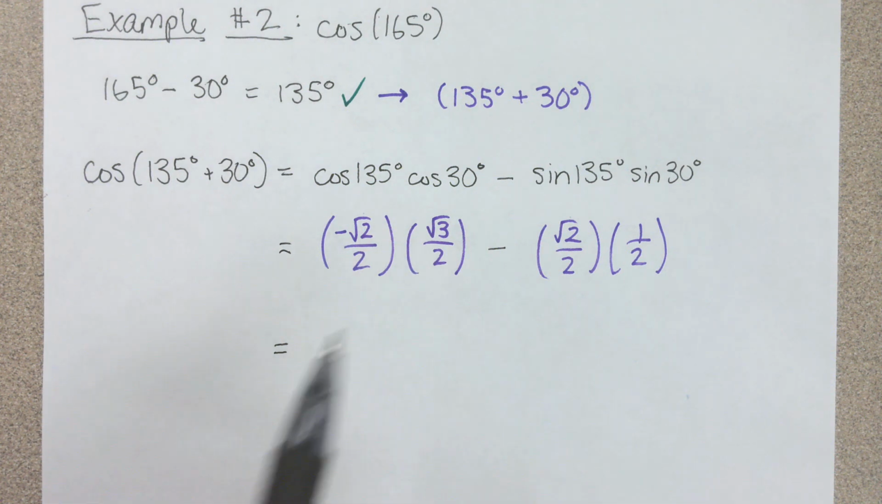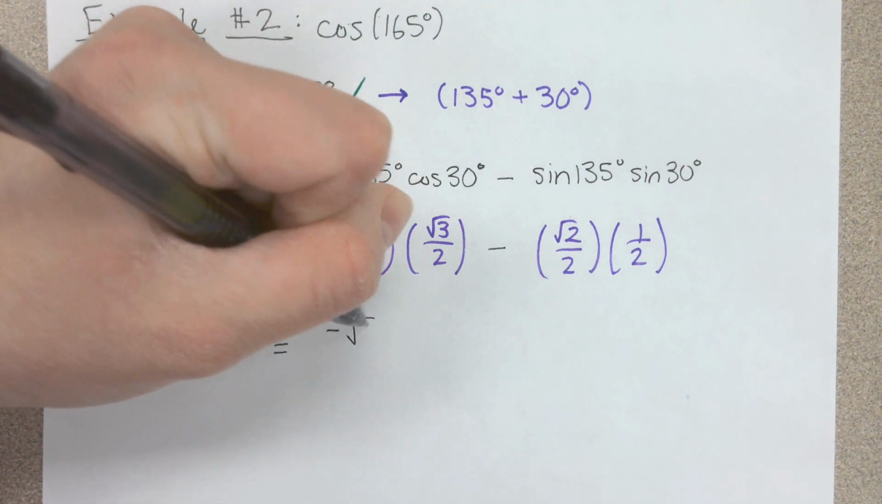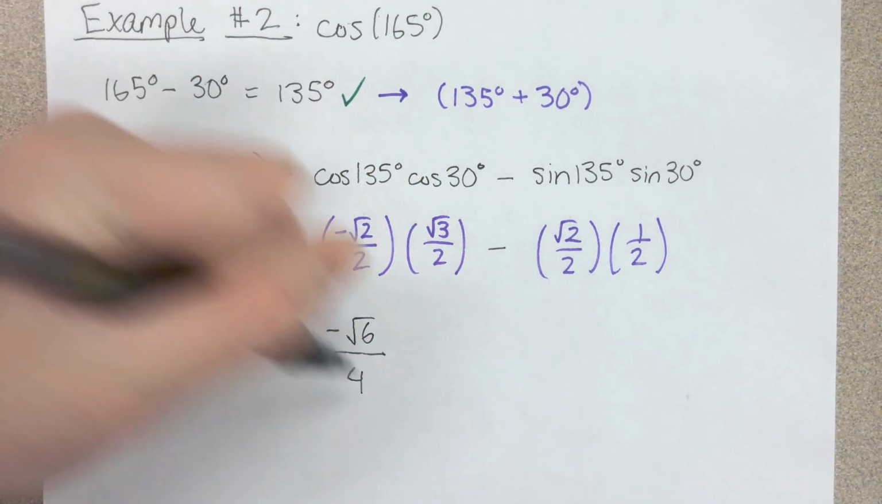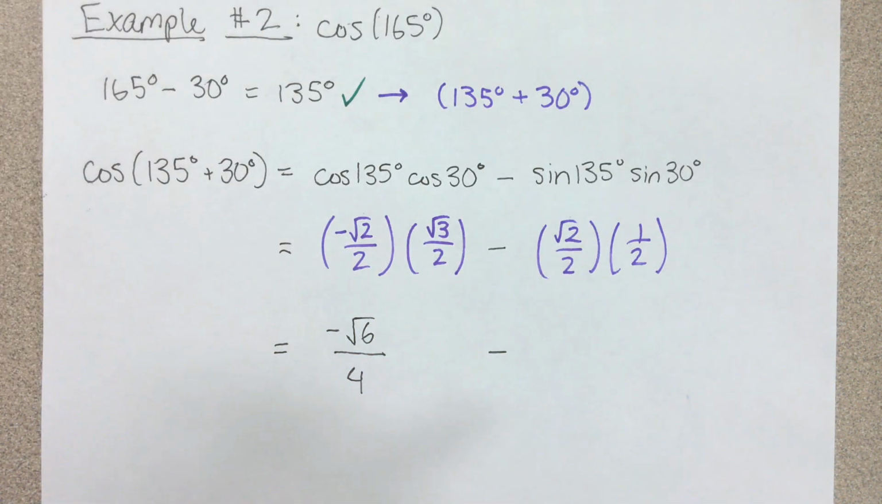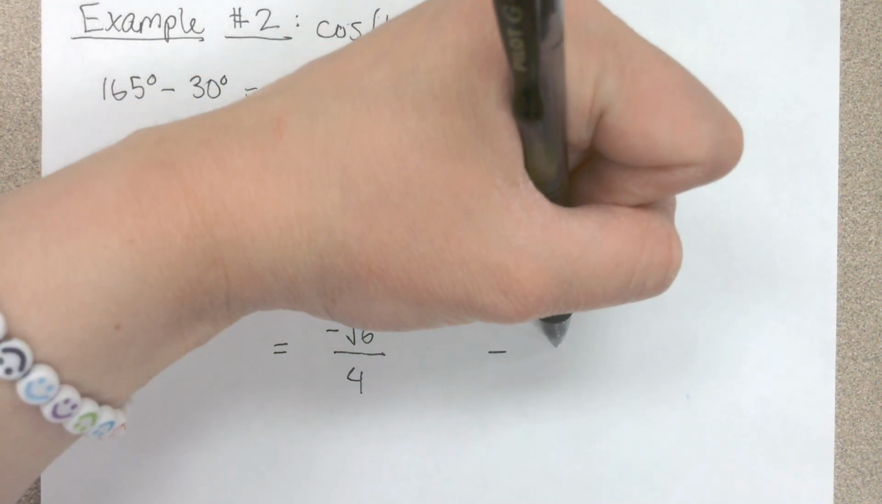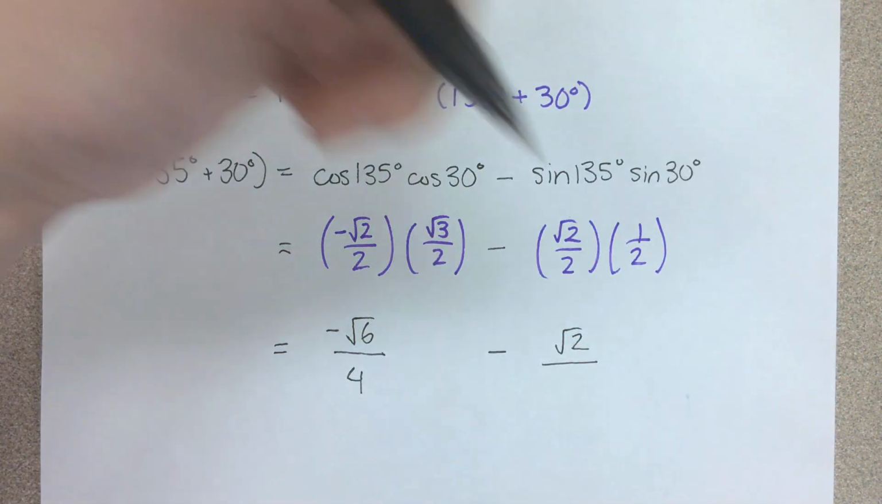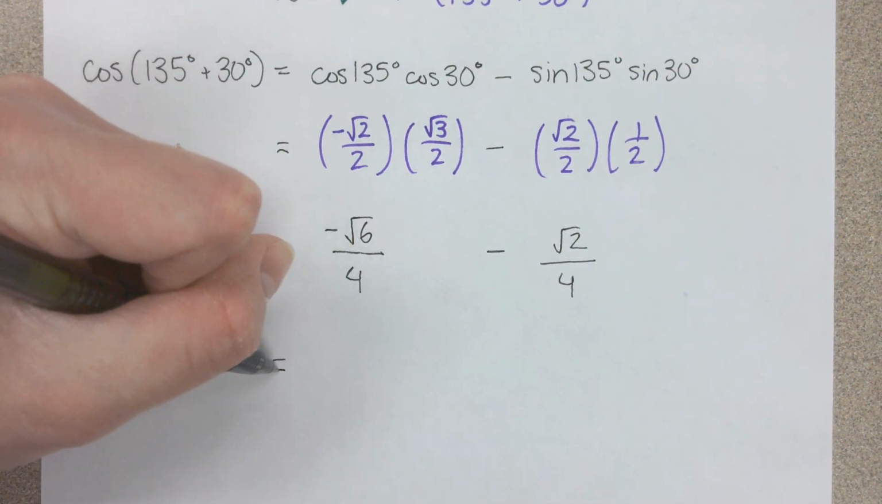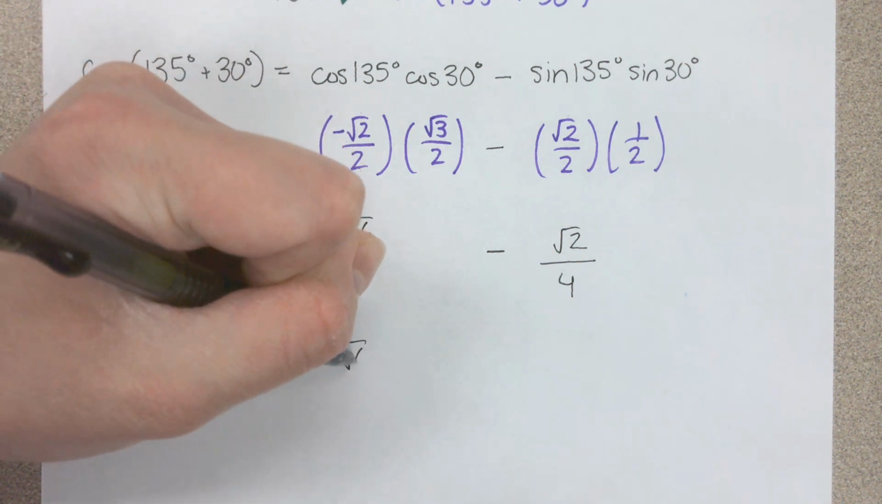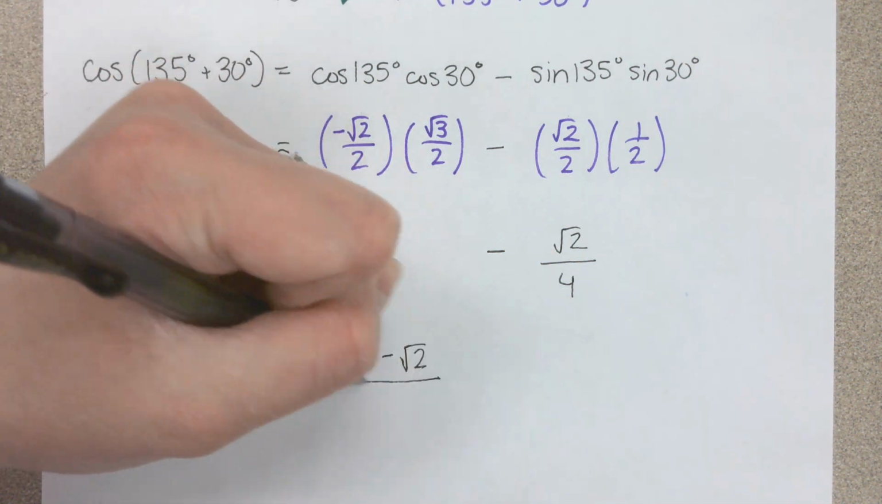Multiplying negative rad 2 times rad 3, that's negative rad 6 over 2 times 2, which is 4. Minus rad 2 times 1, that's rad 2, over 2 times 2, which is 4. And then we just put it together. Negative rad 6 minus rad 2 over 4.